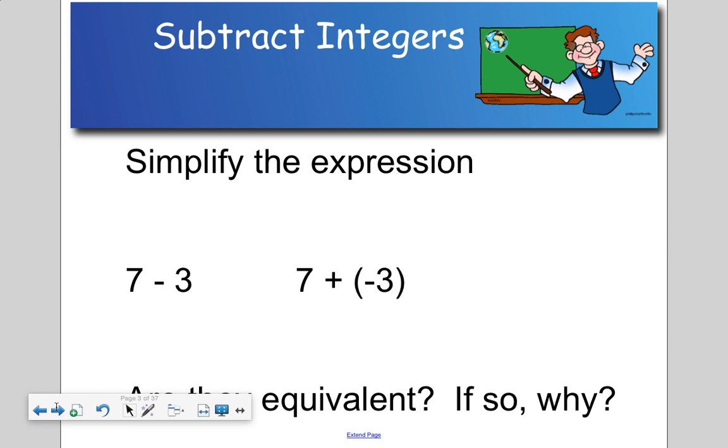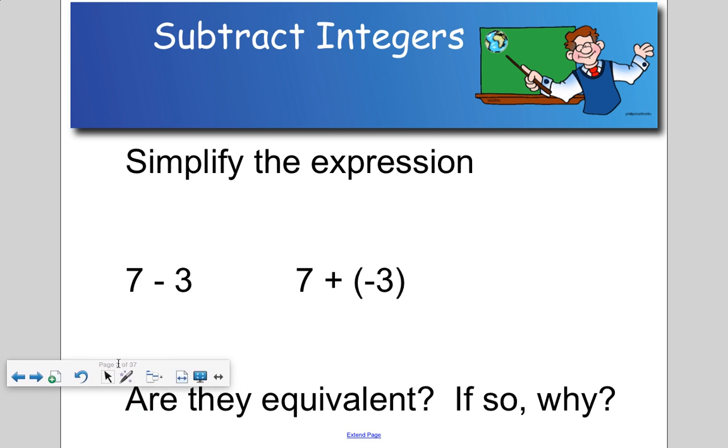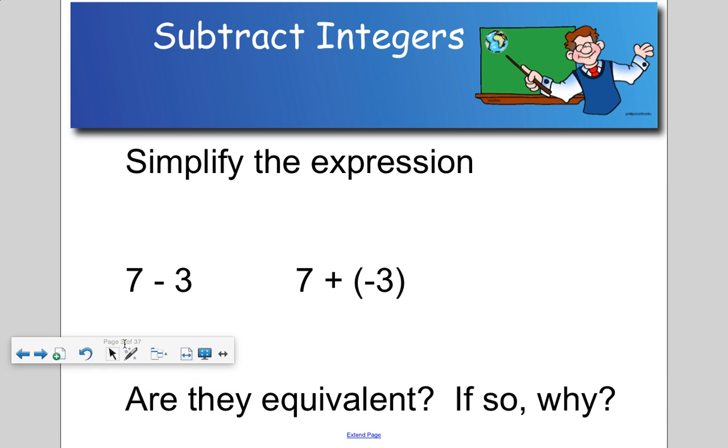So, subtracting integers. Simplify the expression. By the end of this lesson, you're going to realize that you can rewrite a subtraction expression as an addition expression. When you subtract integers, if you know how to add integers, you pretty much know 80 to 90% of how to subtract integers already. Just about 2 or 3 steps, and then you'll have the answer.